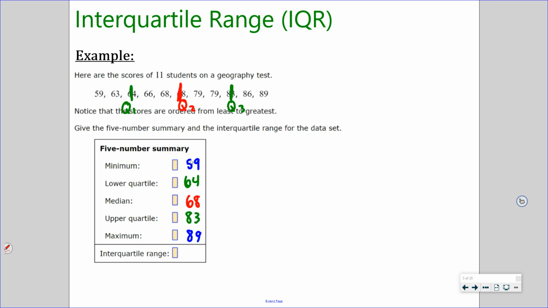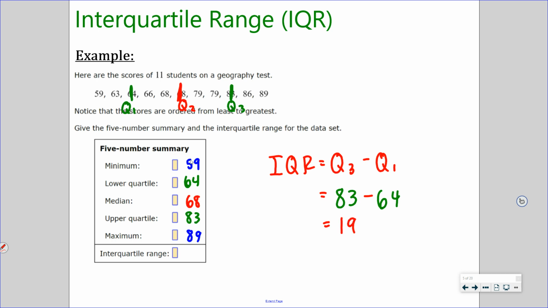Good. So to find the interquartile range, exactly what it sounds like, we just take the upper quartile. We're taking the range of these quartiles to give us an idea of the spread of the middle of our data. So in this case, our upper quartile was 83 minus 64. So that would be 19. A little bit easier math than finding the standard deviation.